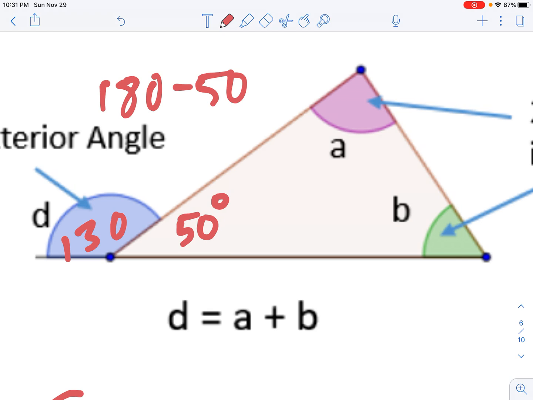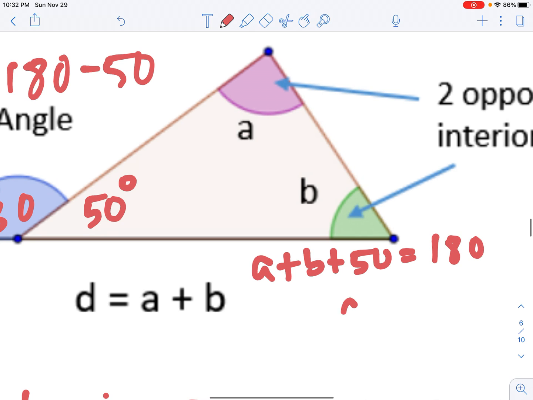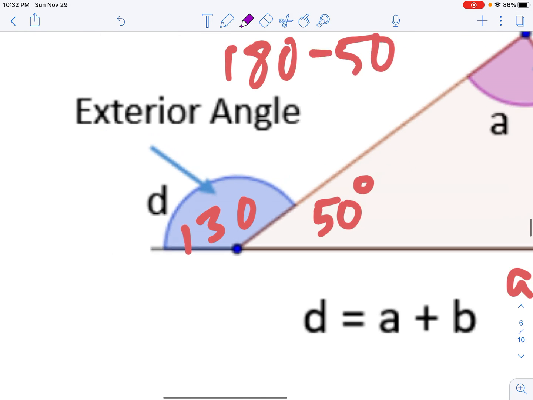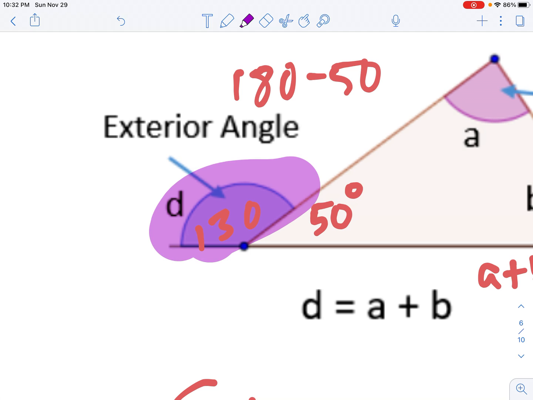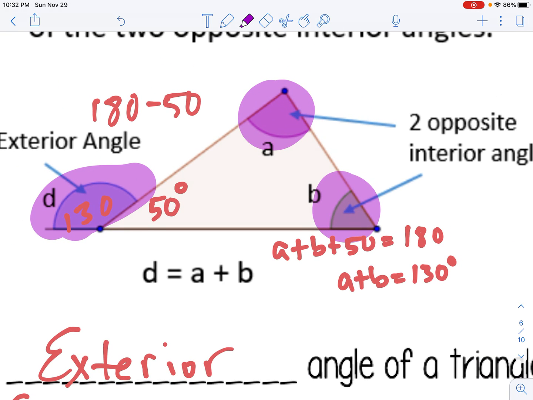What we also know is, because the angles of a triangle add up to 180, A plus B plus that 50 degrees is going to equal 180. And if I subtract, I know A plus B is also going to equal 130 degrees. So I'm using numerical values to show you that this exterior angle, this angle on the outside of the triangle, is equal to the two, what we call either the remote interior angles or the opposite interior angles.